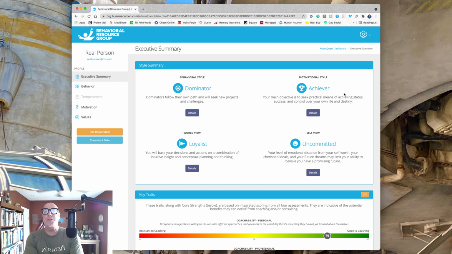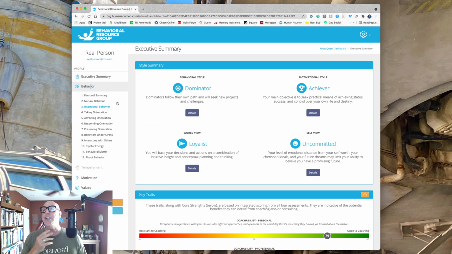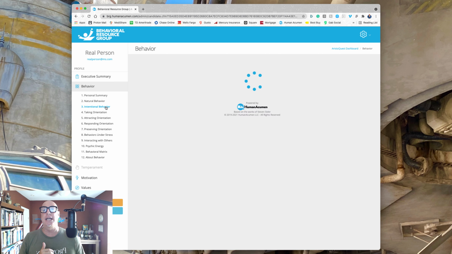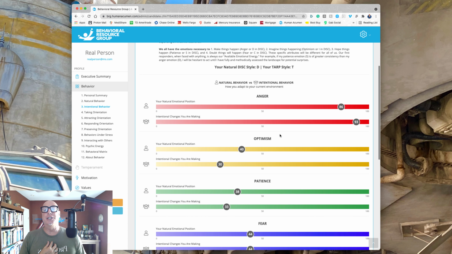In their self-view, they're uncommitted. Right here, they're uncommitted in their self-view. So there's a lot of emotional distance from their self-worth, their cherished ideals, future dreams, and so on. So they don't know what they're doing. Their self-view is off. So let's start looking at some of this. Let's go into the behavioral framework. And I'm just going to go to intentional behavior because it shows their natural and adapted state. All right? So here it is.